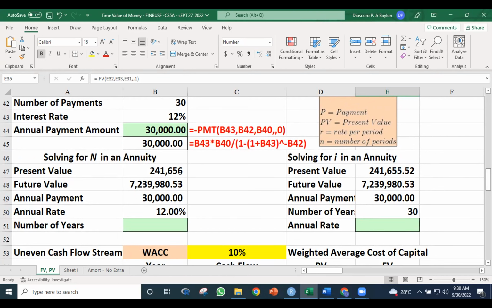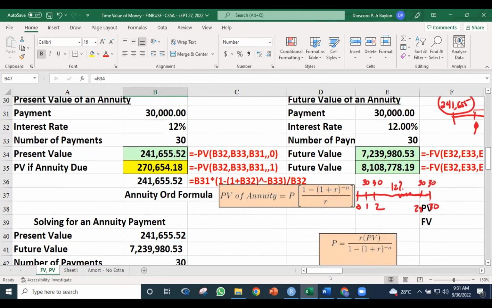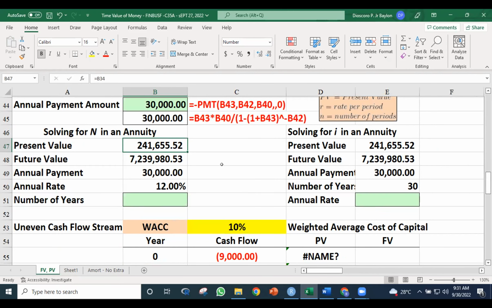Now it's just the same problem. So we expect the answer here to be 30. We know that the present value is 241,656. Okay, let's just add here. Let me format this. Okay, let me just copy this. So this is our present value, which is equivalent to 7.2 million, which we said was also equivalent to an annuity of 30,000.